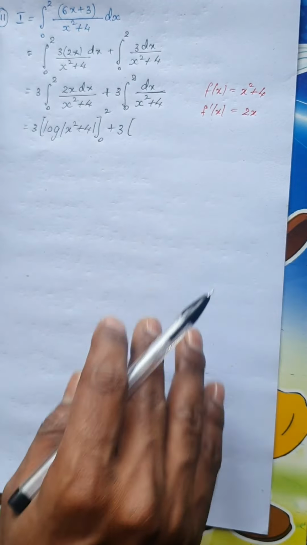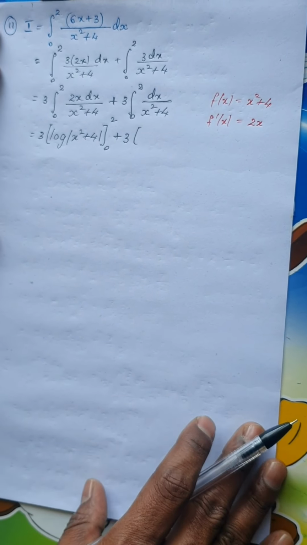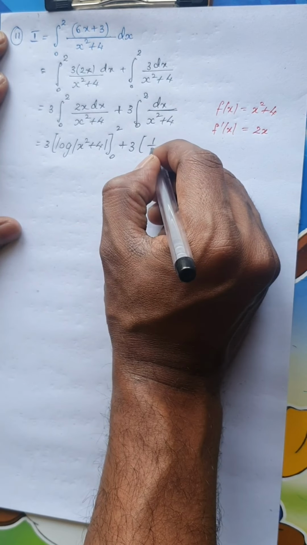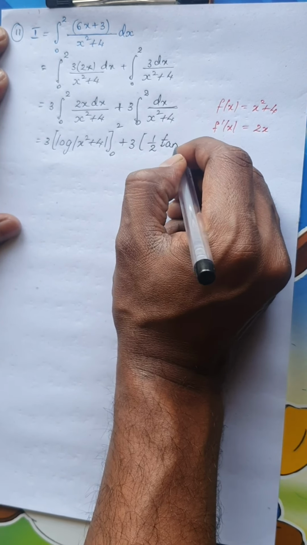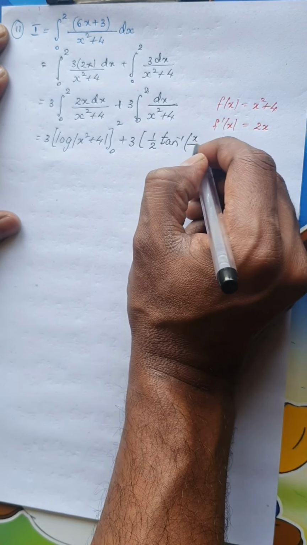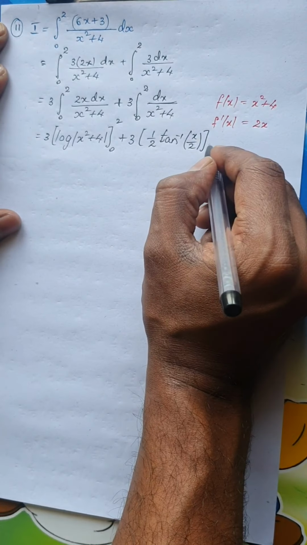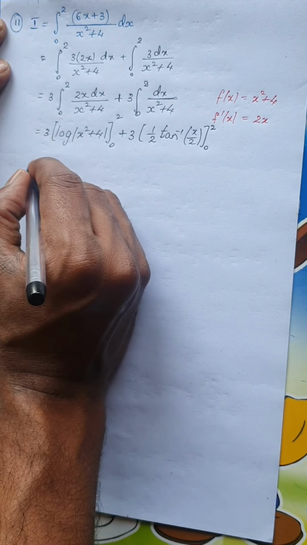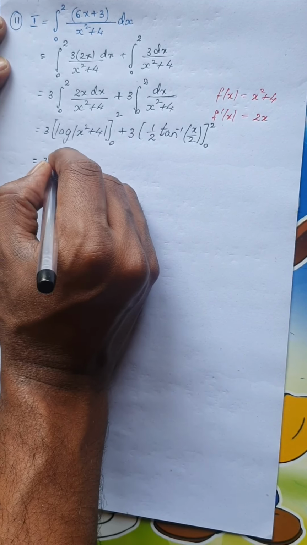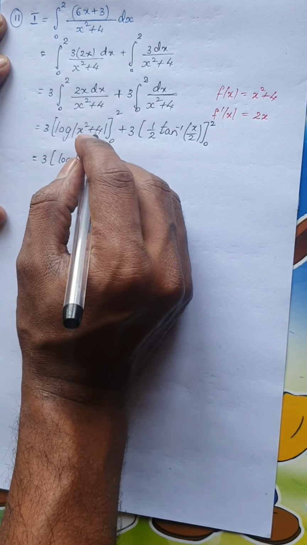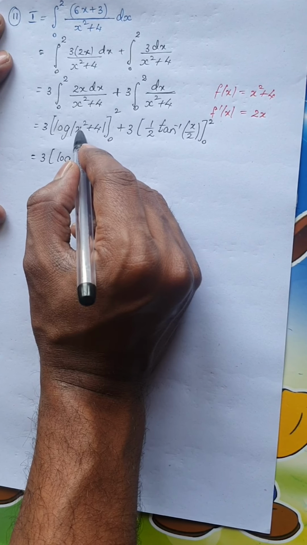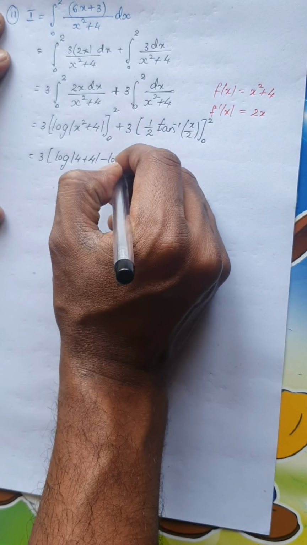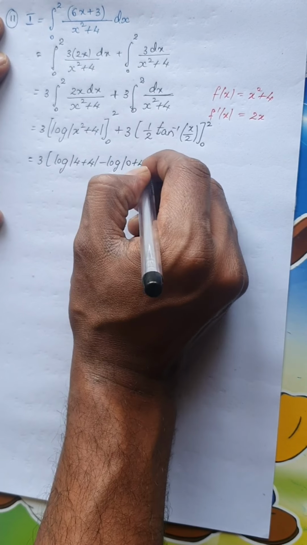Now what is the integral of dx divided by x square plus a square? We know this is 1 by a tan inverse x by a. So this would be nothing but 1 by 2 into tan inverse x by 2, integrated within the limits 0 to 2. Okay. So this is nothing but 3 into, let us apply the limits. So this is log of mod, if you apply the limits, 2 square, so 2 square would be 4, plus 4, minus log of 0 plus 4.